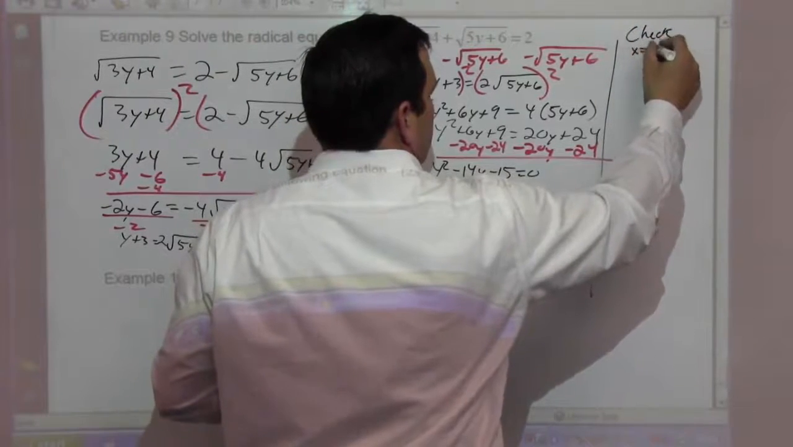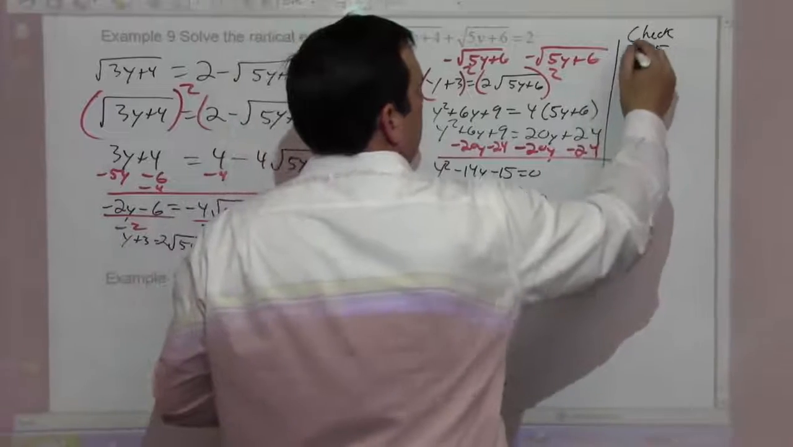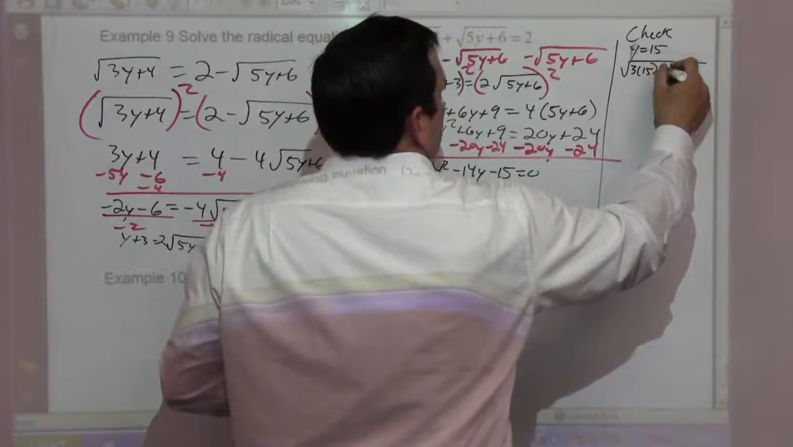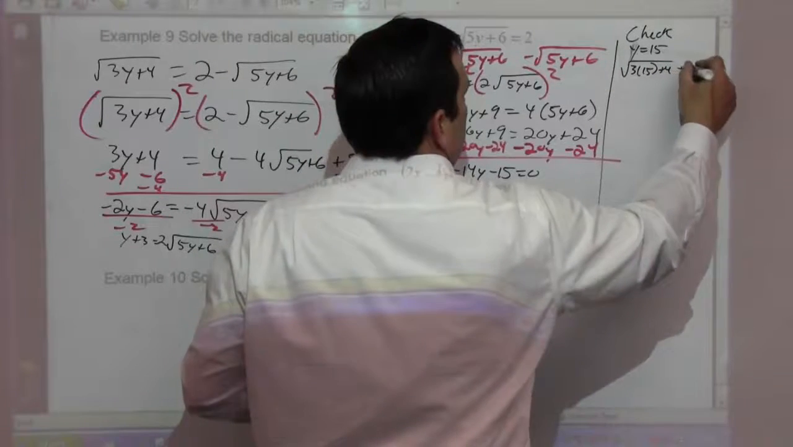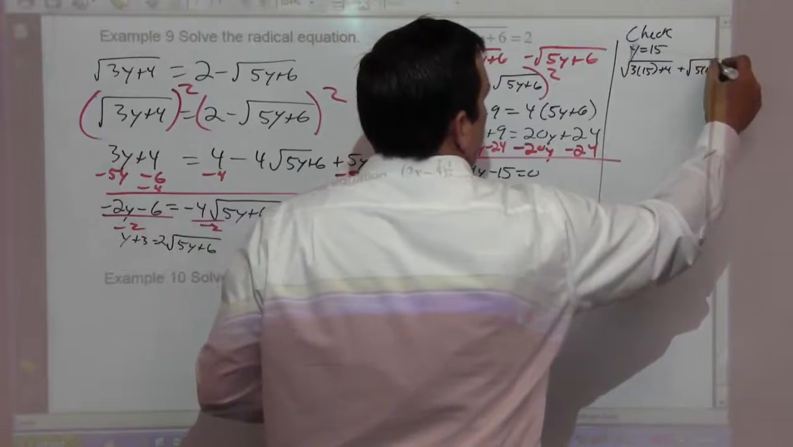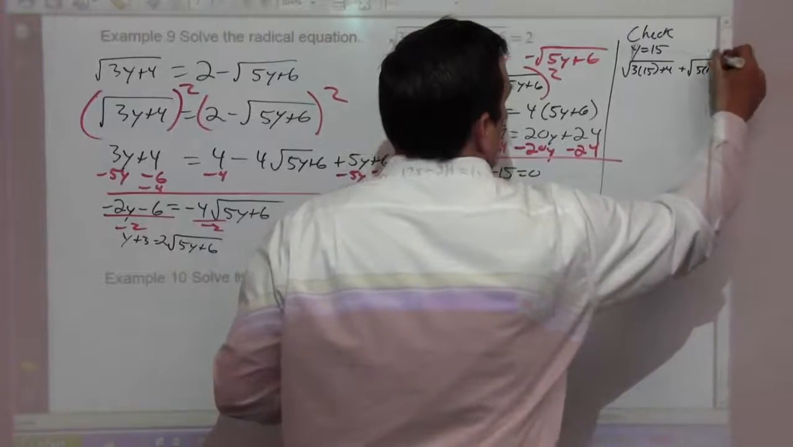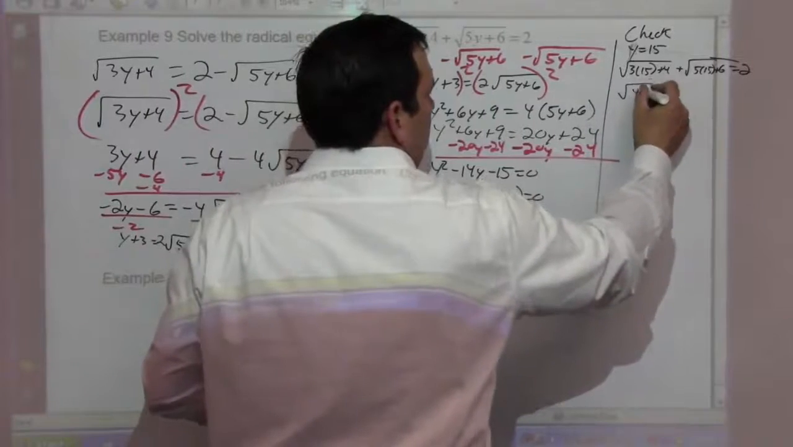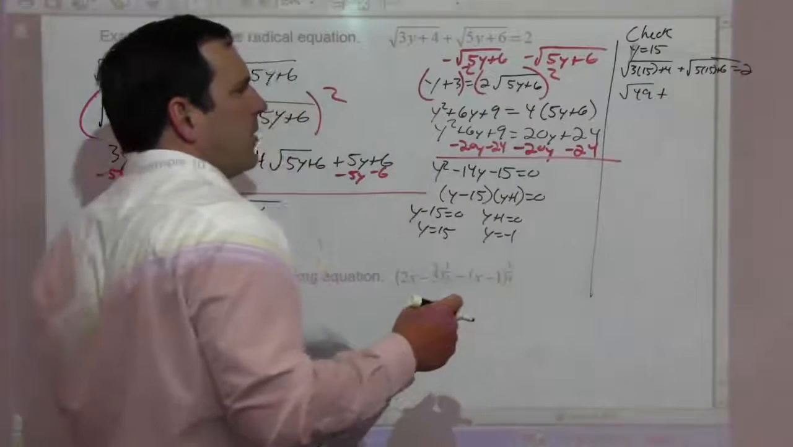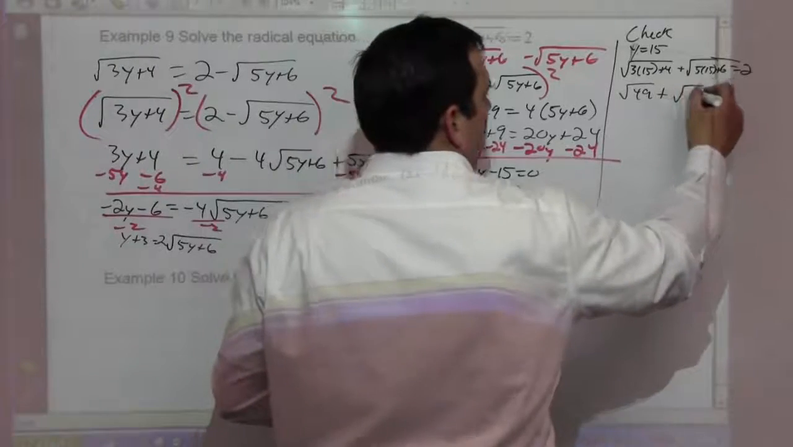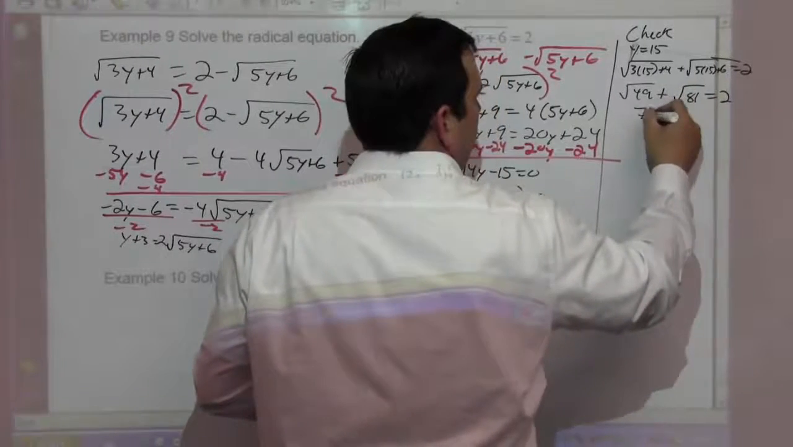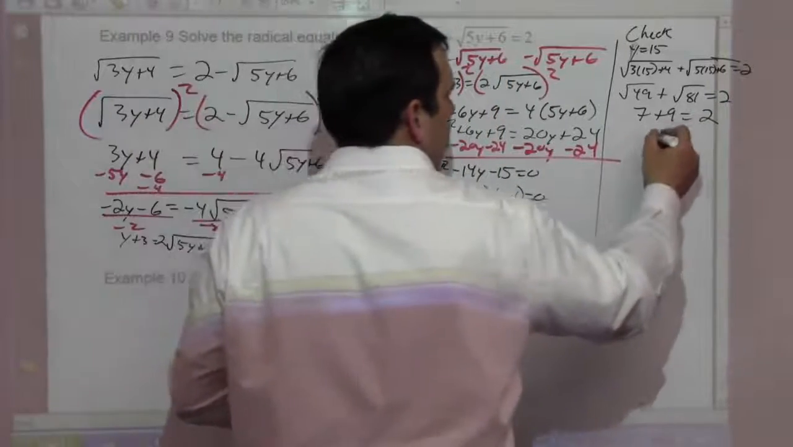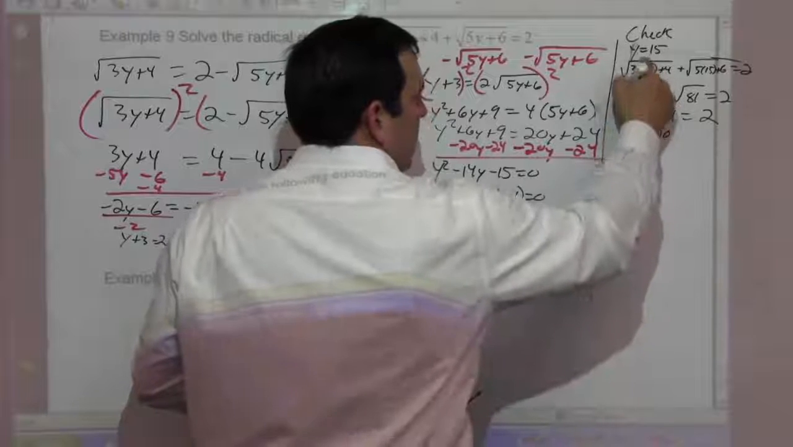Let's try y equals 15 first. We have the square root of 3 times 15 plus 4 plus the square root of 5 times 15 plus 6 equals 2. 3 times 15 is 45 plus 4 is 49, so the square root of 49, plus 5 times 15 is 75 plus 6 is 81. Is 7 plus 9 equal to 2? The answer is no. So that's not a solution.